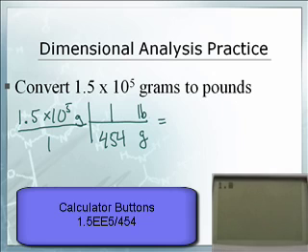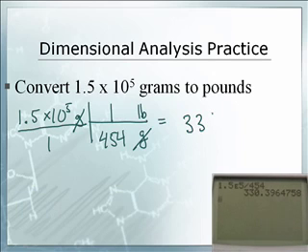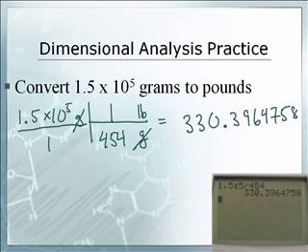Now the 454 is on the bottom, so you're going to need to cancel the grams. Let's put this in the calculator. 1.5 EE 5 divided by 454 gives us 330.3964758, and that would be pounds. So that's correct, right?